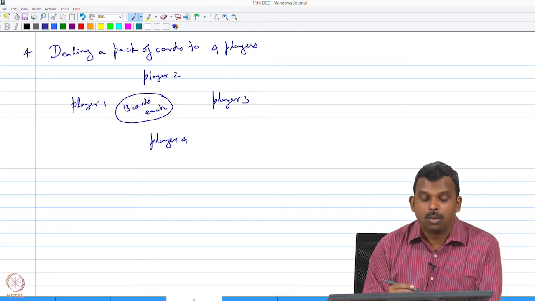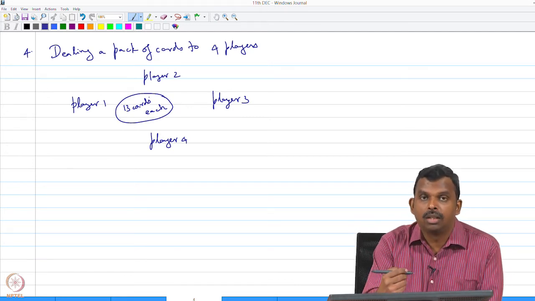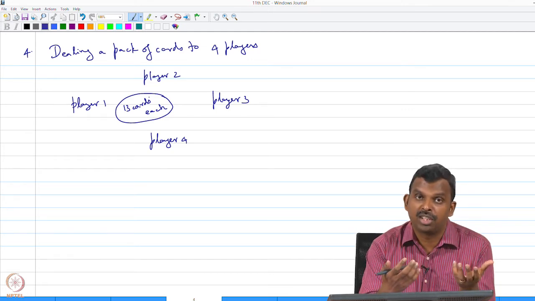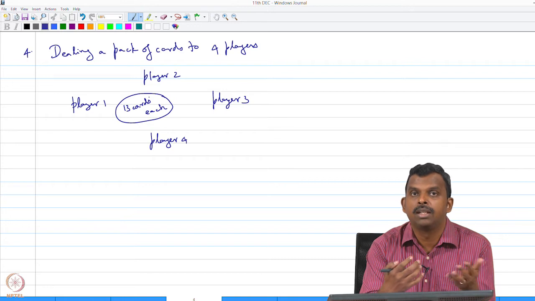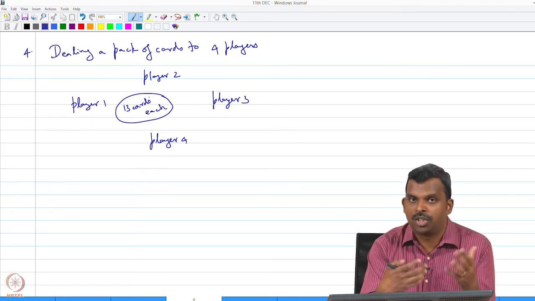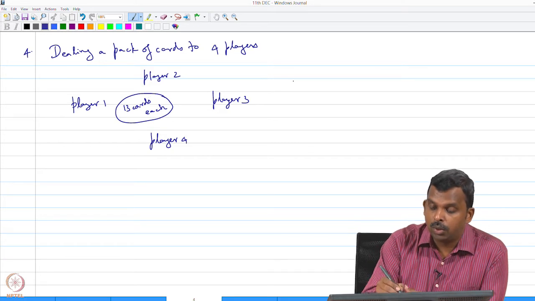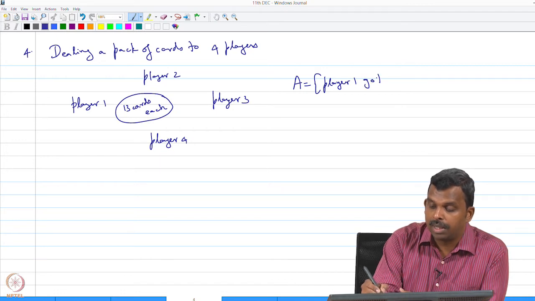You can imagine how this is being dealt. I will assume it is a very fair way of distributing the cards, as in every possibility is equally likely in the distribution, you have shuffled the cards very well. So, that is what happens. Let me define 2 events here. A is player 1 got the ace of spades.